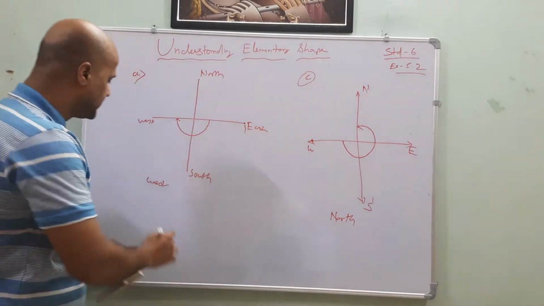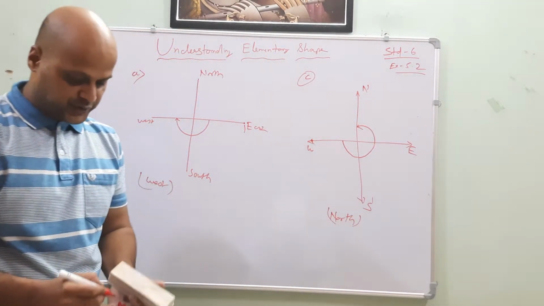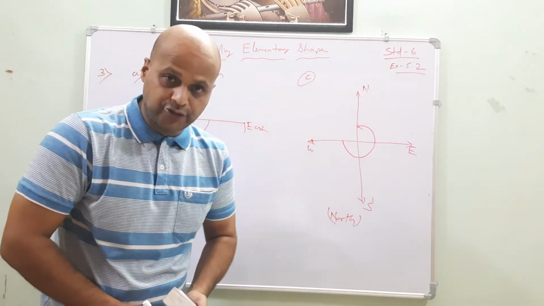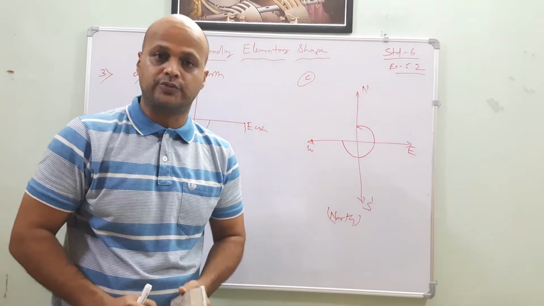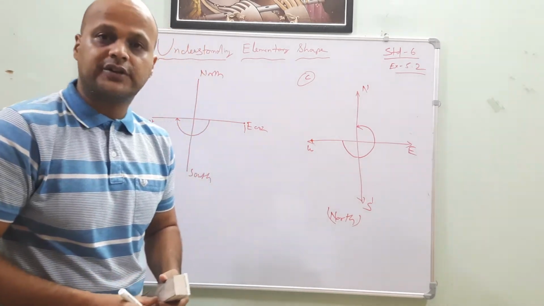Yes or no? It is easy, na? First one is west, C1 is north. Okay? So the next two will be for you, and you will do them in your home so that you can practice well. Okay? Next, go for the fourth one.